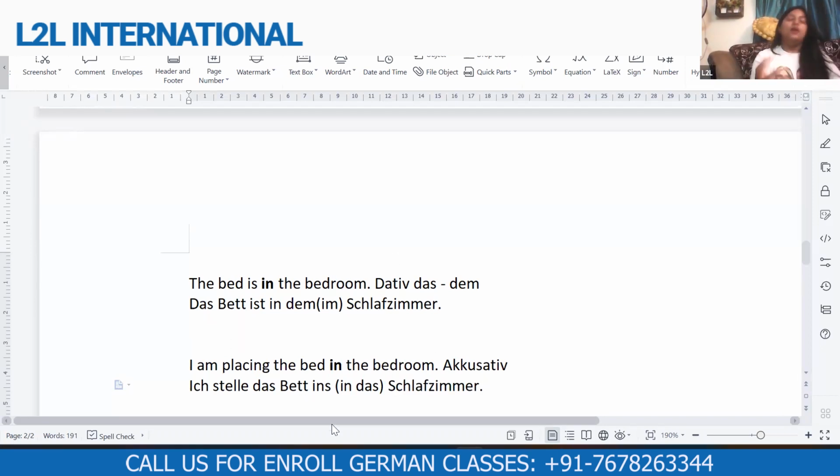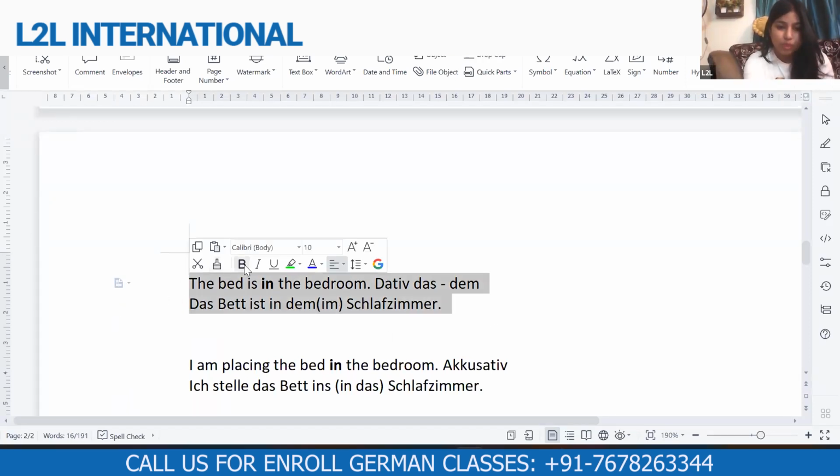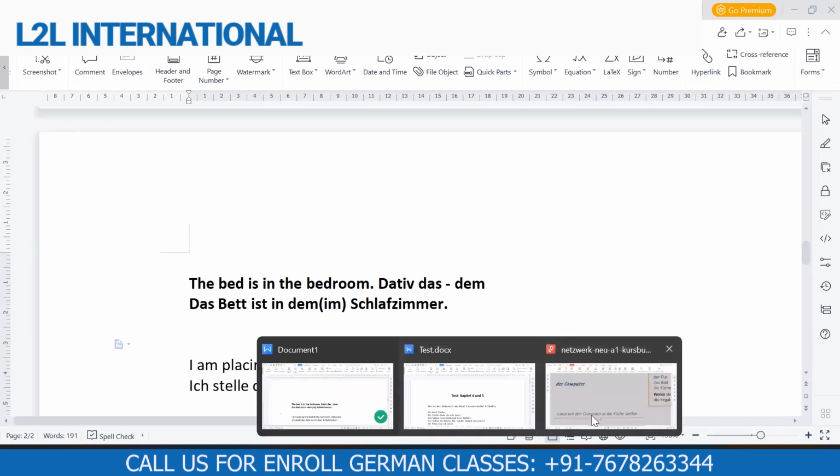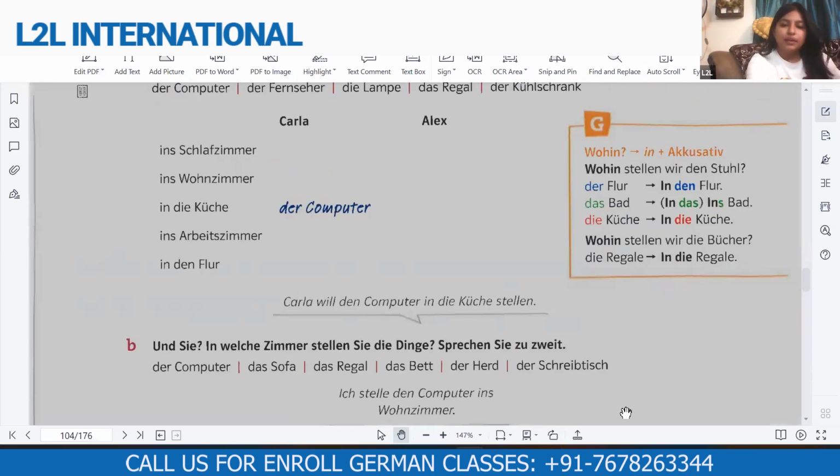So this is in the book. We have not done this yet. We'll be doing it on the next page. But I thought of giving a clear-cut example of why we use in with accusative and why we use in with dative. I hope the difference is clear to you or not? Yes, ma'am. Klar. Okay, good. So this was it.